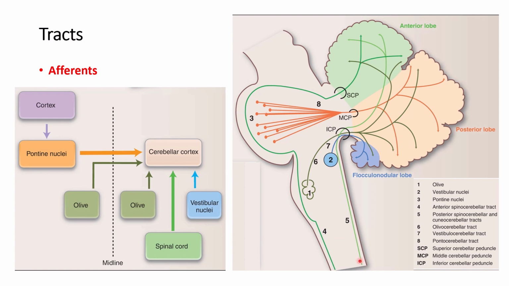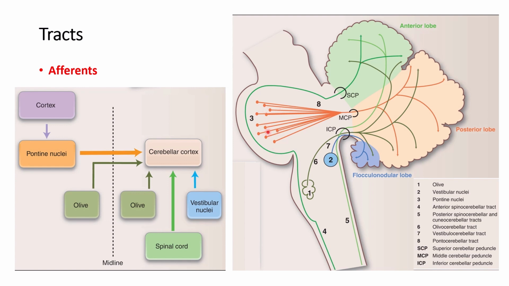In the inferior, you have the posterior spinocerebellar and cuneocerebellar tract that is going upward. This is ascending and it's passing through the inferior cerebellar tract and going to the anterior lobe. Another one that you can see, this is the anterior spinocerebellar tract that goes all the way like this, and that goes through the superior cerebellar peduncle, and then it goes to the anterior lobe.